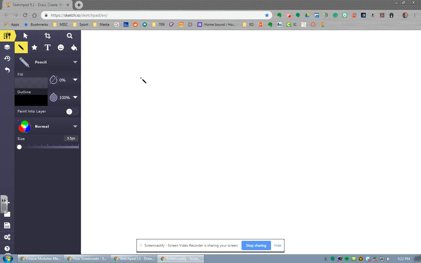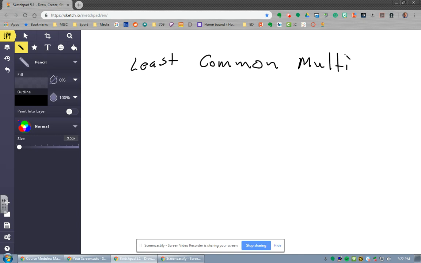So least common multiples, and we can break those words down. Least, and apologize for my handwriting, and common, and then multiple. And if we talk about those numbers separately, least would be, let's see, smallest would be a synonym, another word that means about the same. Basically we're looking for the smallest number.